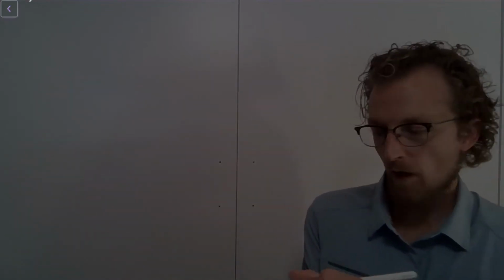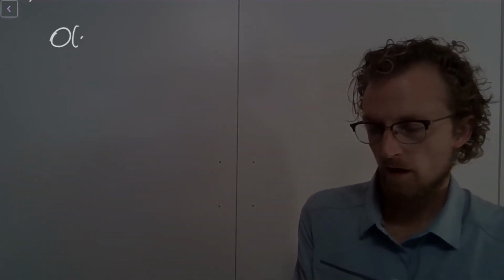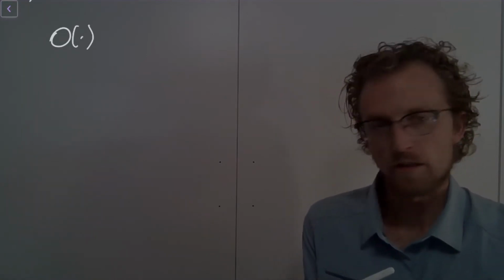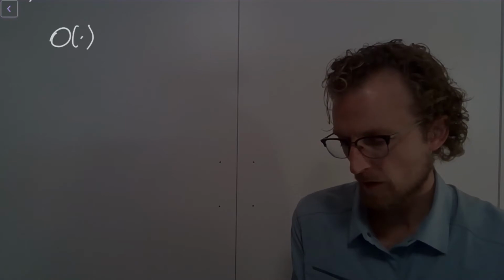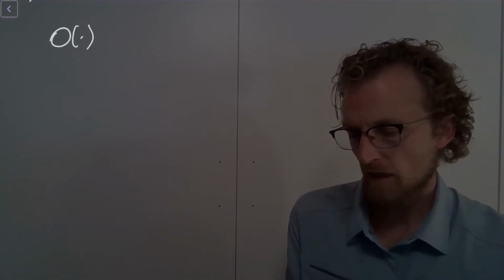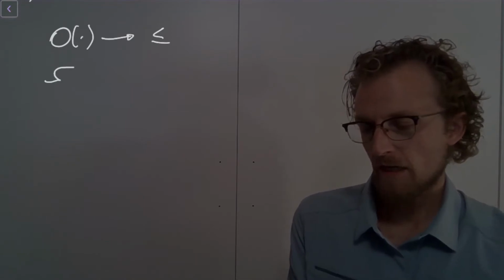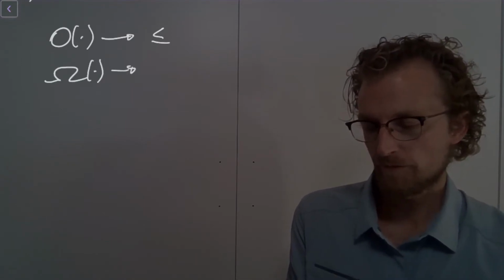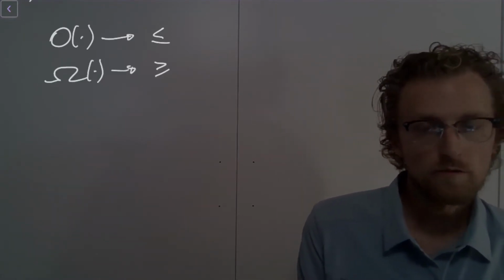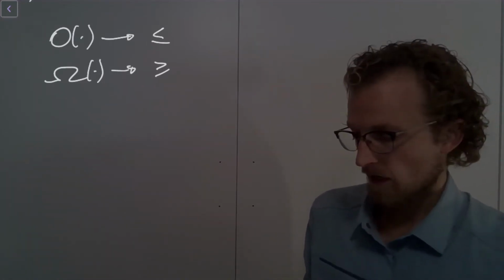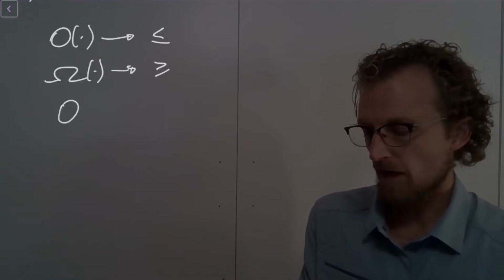We've seen so far that big O, and I'll say big O dot, just to say that it has some argument here, but I won't specify the argument. So big O is like less than or equal to. Big omega is like greater than or equal to. And those are useful, but almost exclusively in this class, what we're going to use is something called big theta.